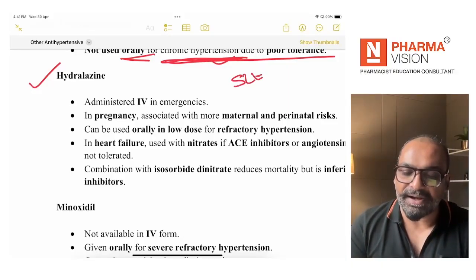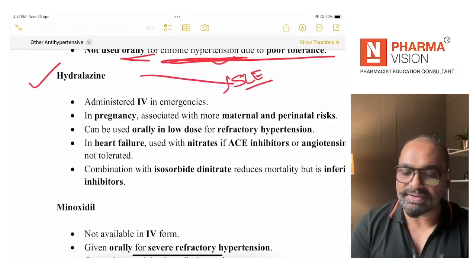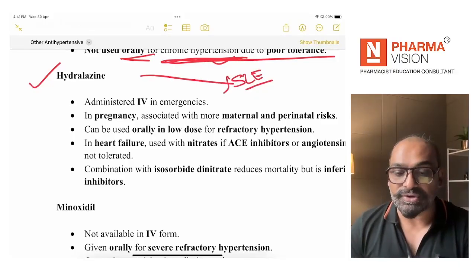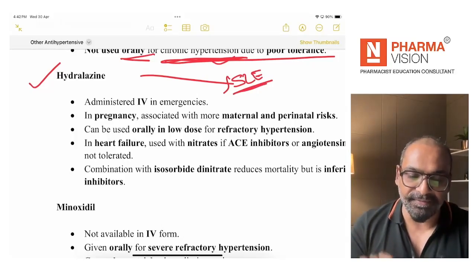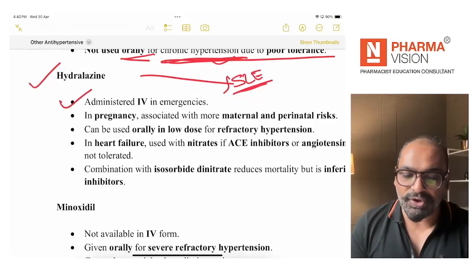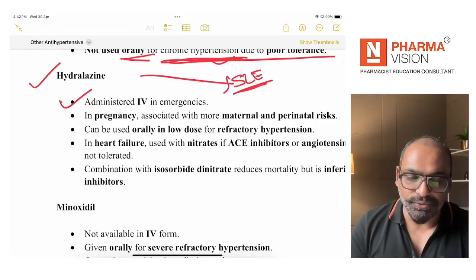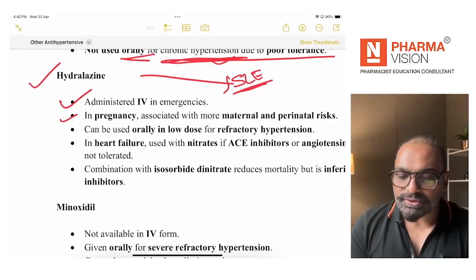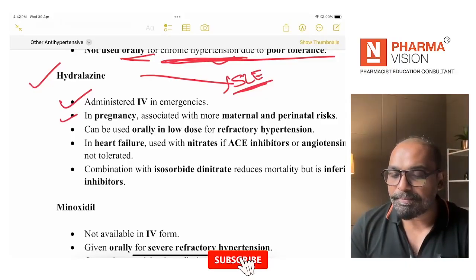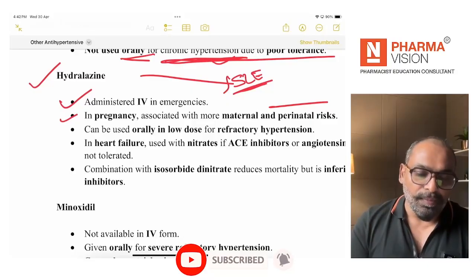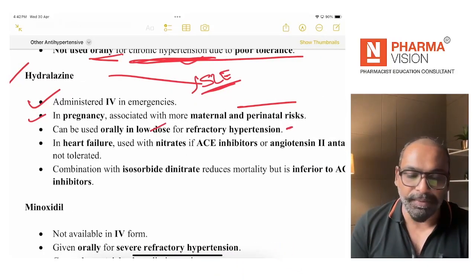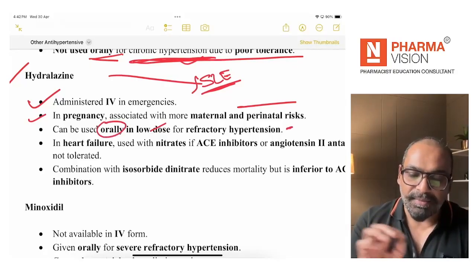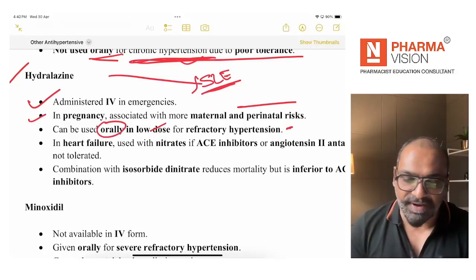Another important point is hydralazine. SLE is the side effect uniquely associated with hydralazine. So many times you can get questions like hydralazine can cause systemic lupus erythematosus. This is the side effect. Hydralazine is administered IV in emergency situations. In pregnancy it is associated with maternal and perinatal risk. It can be used orally in low dose for refractory hypertension, that is, for non-responsive hypertension.